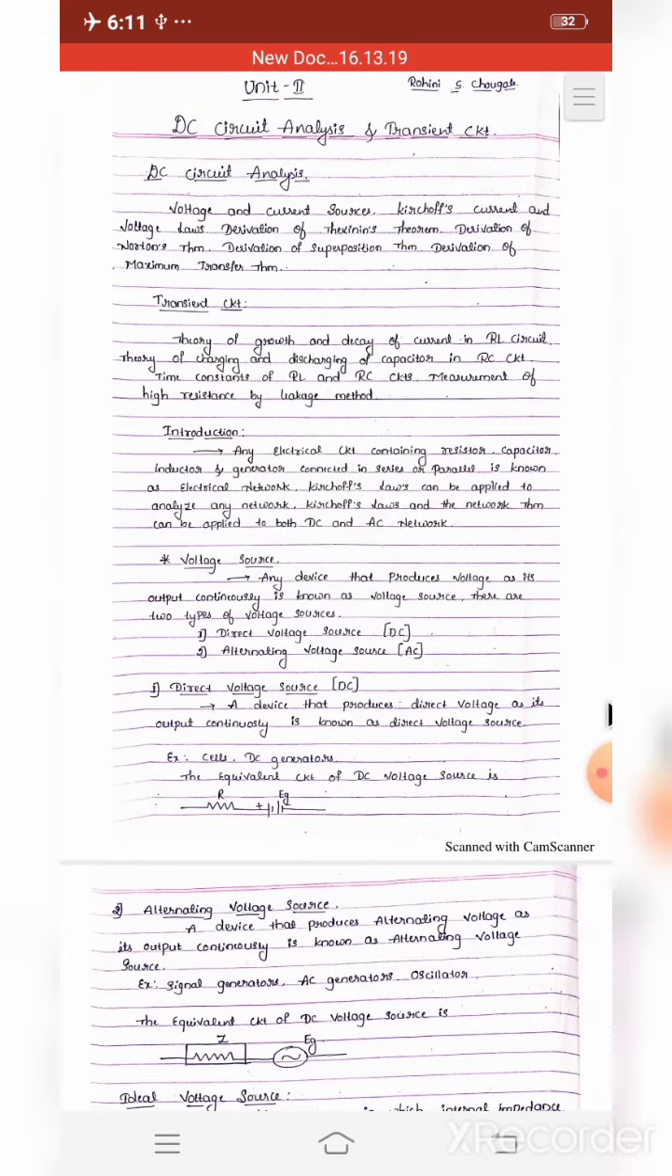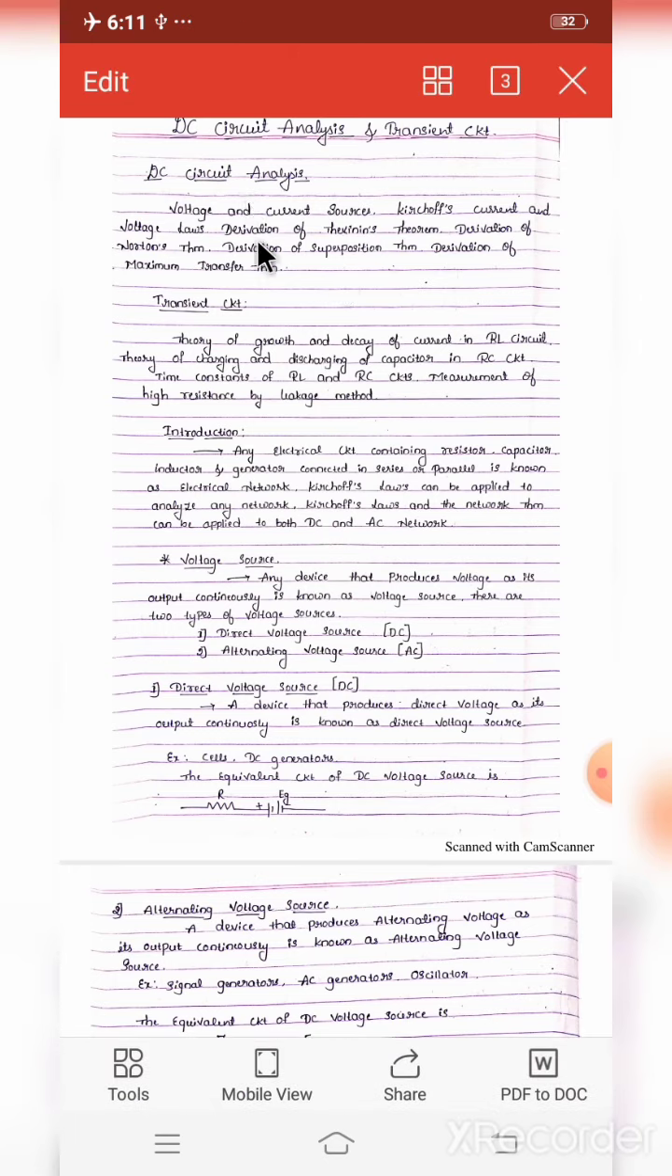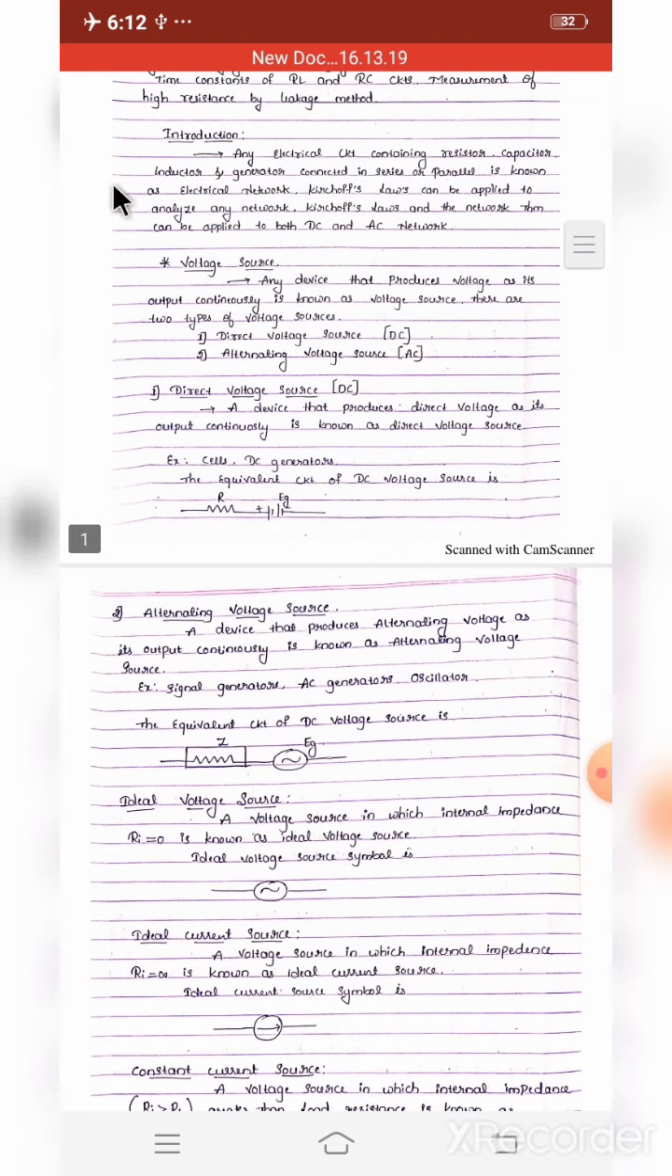So what did we learn in this chapter? DC circuit analysis, with only voltage and current sources. Kirchhoff's current and voltage laws are finished. So in the next class I want to discuss the derivation of Thevenin's theorem. It is a very big theorem, but a very interesting theorem. Before coming to the next class, first read these definitions that I discussed in this class.